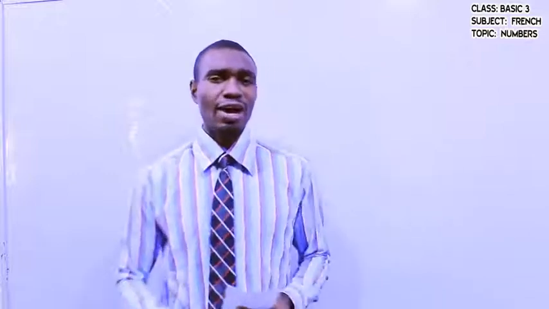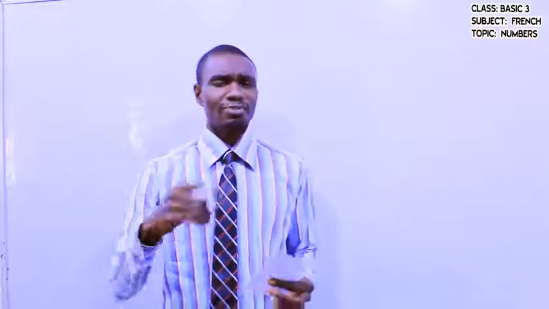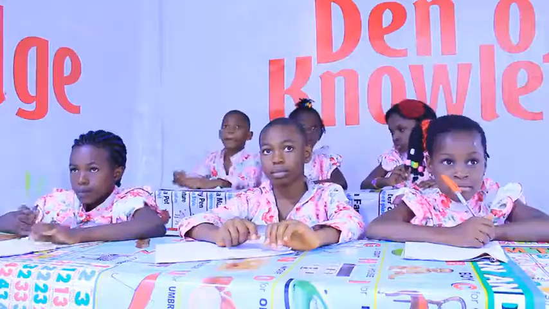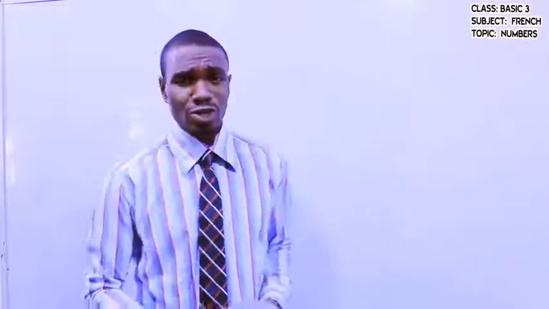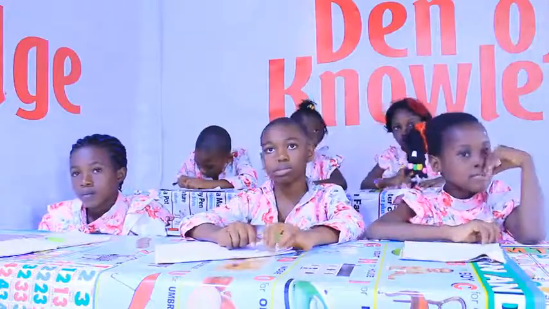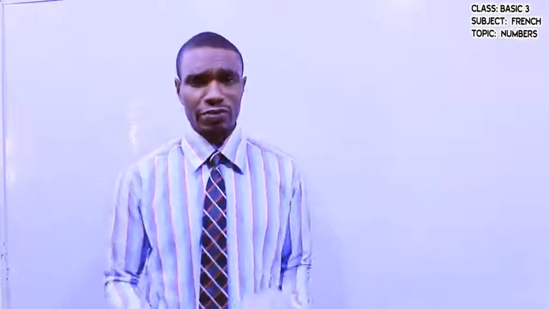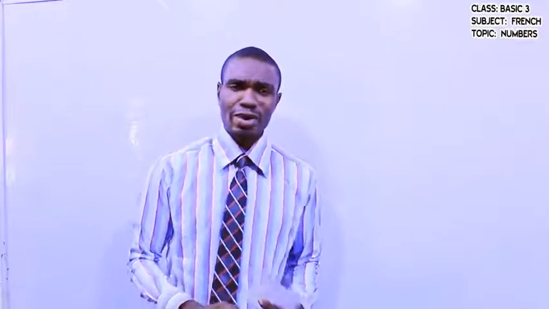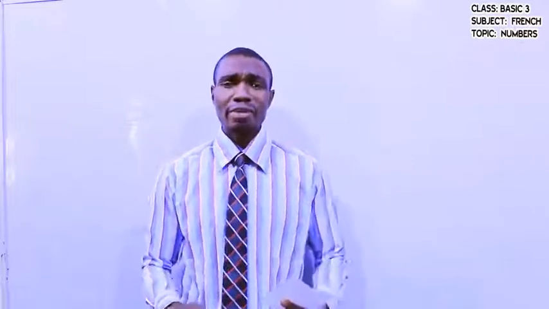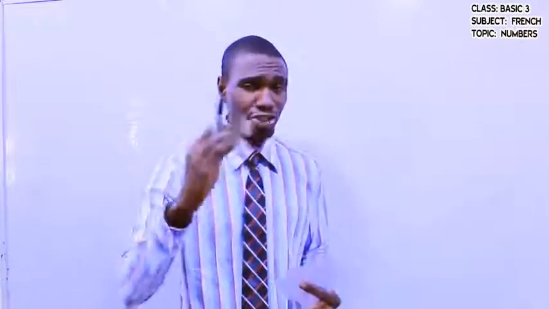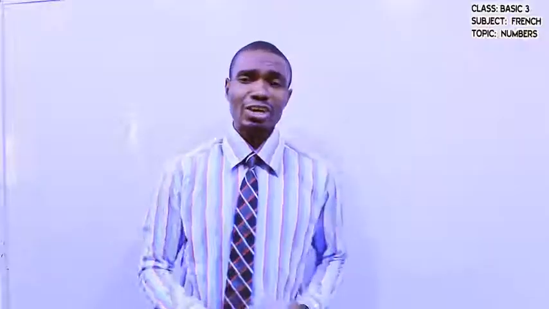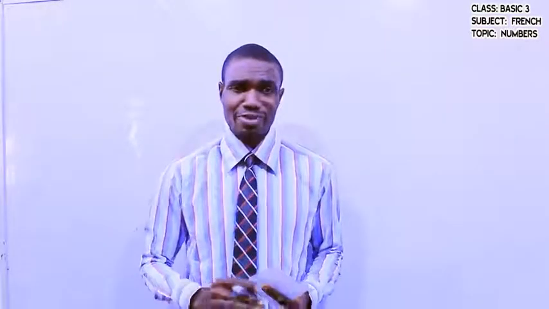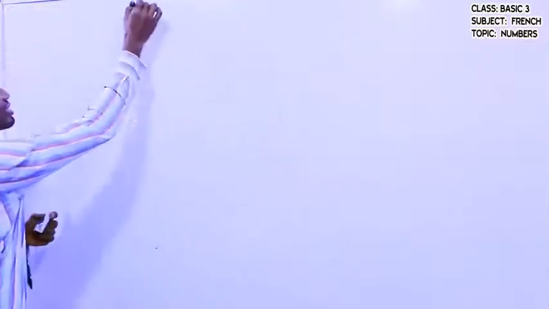The reason we are counting from 30 is because we want to have a fresh memory of what we already did in basic 2, so that by the time we start counting, it will not be difficult for us. Okay, without wasting much time, permit me to say in French, bonjour mes élèves, bienvenue au cours de français d'aujourd'hui. Bienvenue. Let us count. We have our number 30.